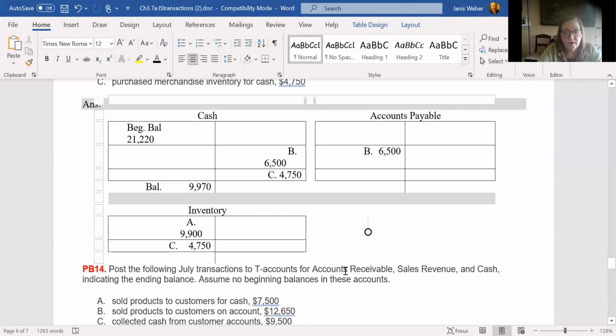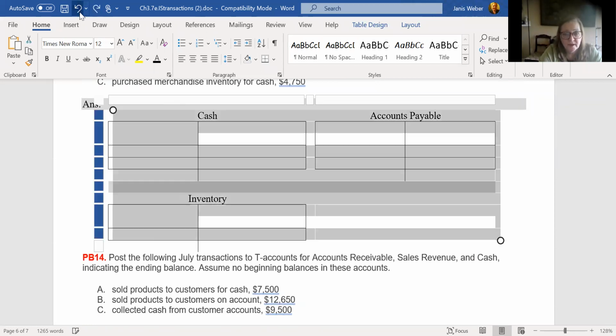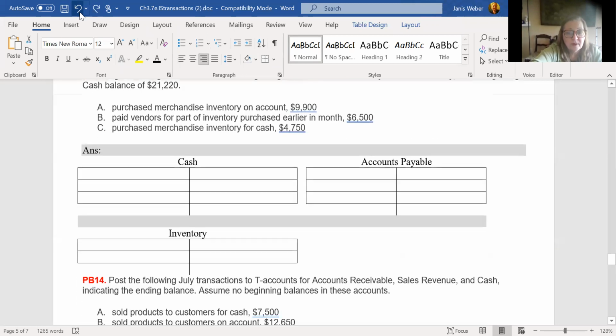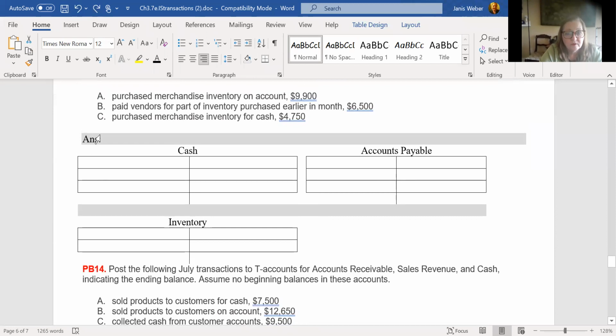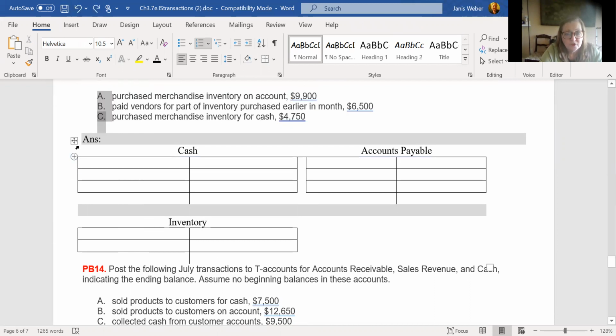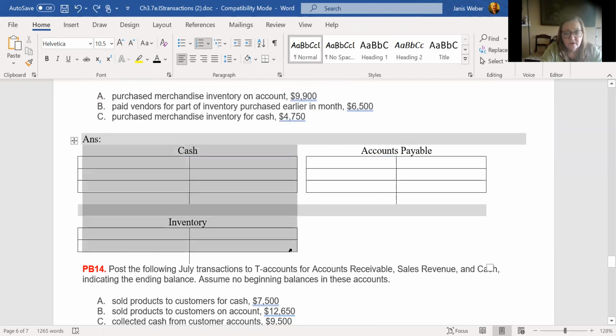So I don't see the A transaction. I think I messed up the ABC when I changed the format. Hang on just a minute. Go back here, try this again. I'm just trying to add the color.